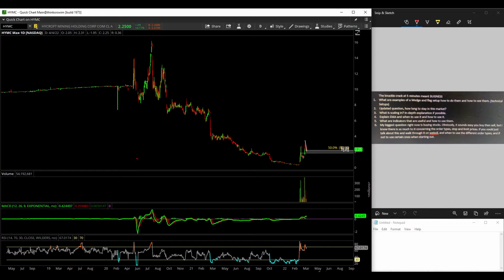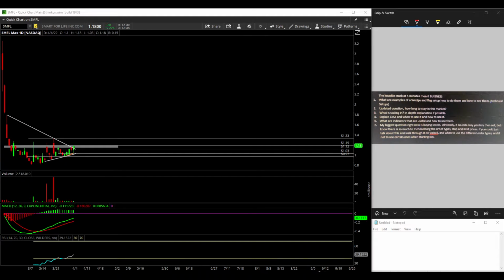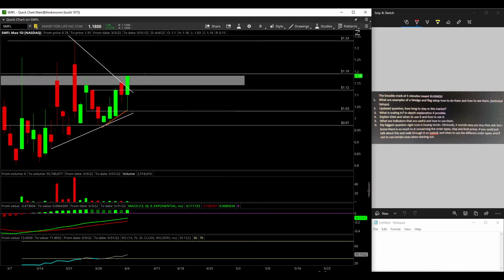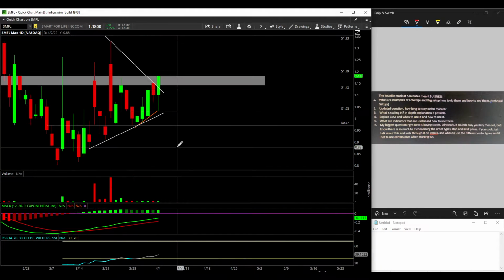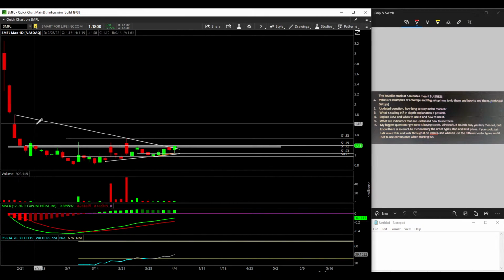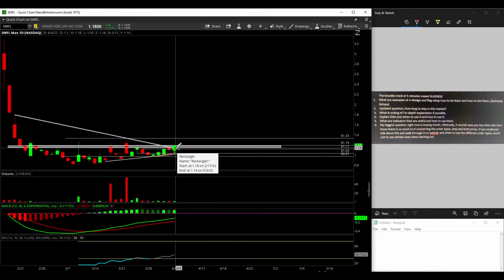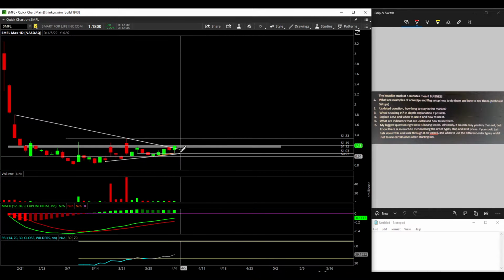And then, this was another good example as well. This is more, it's still technically a flag, I would say, and it broke out today. So see, we drew our trend lines from the highs, and now we're breaking above this. And now we can expect a strong move or a reject back to the lower trend line.